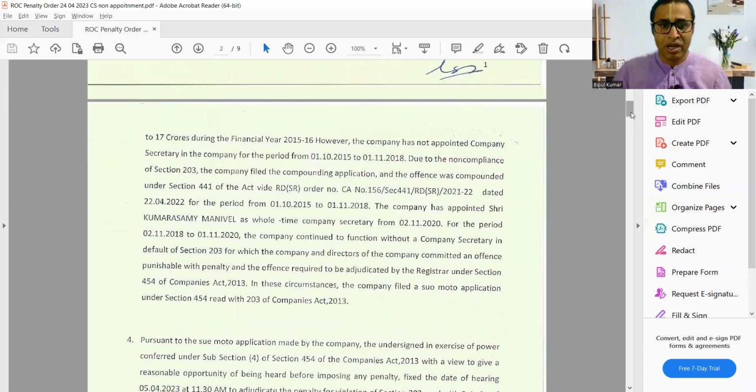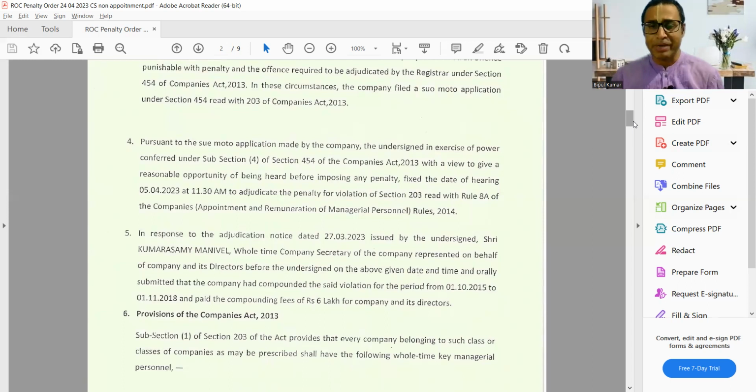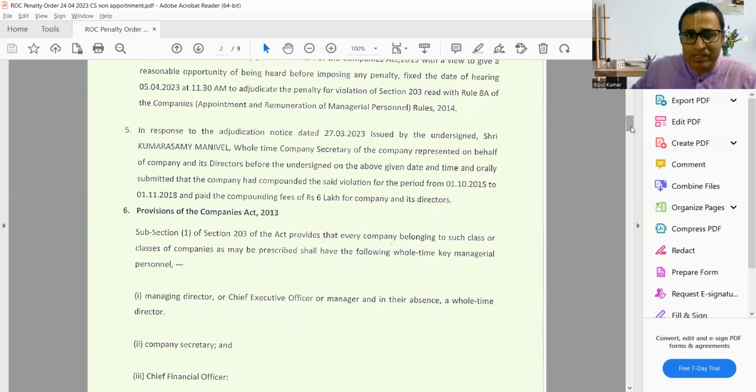This is punishable with a penalty, and the offense is required to be adjudicated by the ROC under section 454 of the Act. In these circumstances, the company filed a suo motu application under section 454. Pursuant to the application, the ROC, with a view to giving a reasonable opportunity of being heard before imposing any penalty, fixed the date of hearing and issued a notice for the violation of section 203 and Rule 8A. In response to the notice, the whole-time company secretary represented the company and directors before the ROC on the given date and time, and orally submitted that the company had compounded the said violation and paid a compounding fee of 6 lakh rupees for the company and its directors.